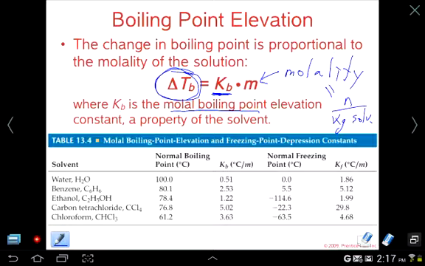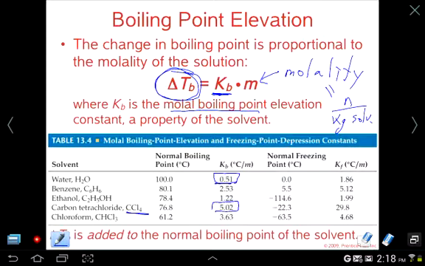And here are some molal boiling point constants for different substances. Famously, water's is 0.51. You can take a look at some other substances. There are some that are about 10 times higher than water. This is something called carbon tetrachloride, carbon tet, as we call it in the business. And so we can use any of these substances, and you can look up other substances as well. And here it says that the delta T, the change in temperature, is added to the normal boiling point of the solvent. So this is just the change in the boiling point, not the new boiling point.